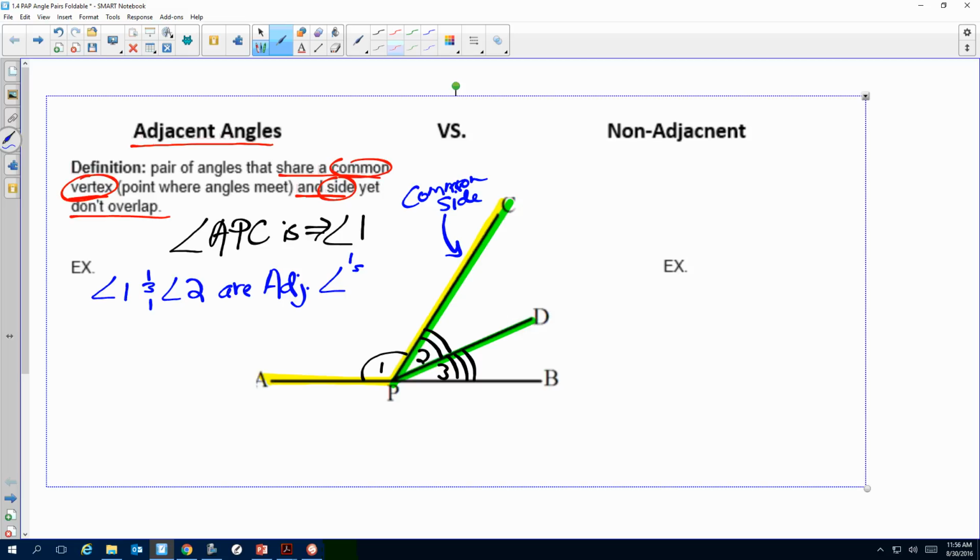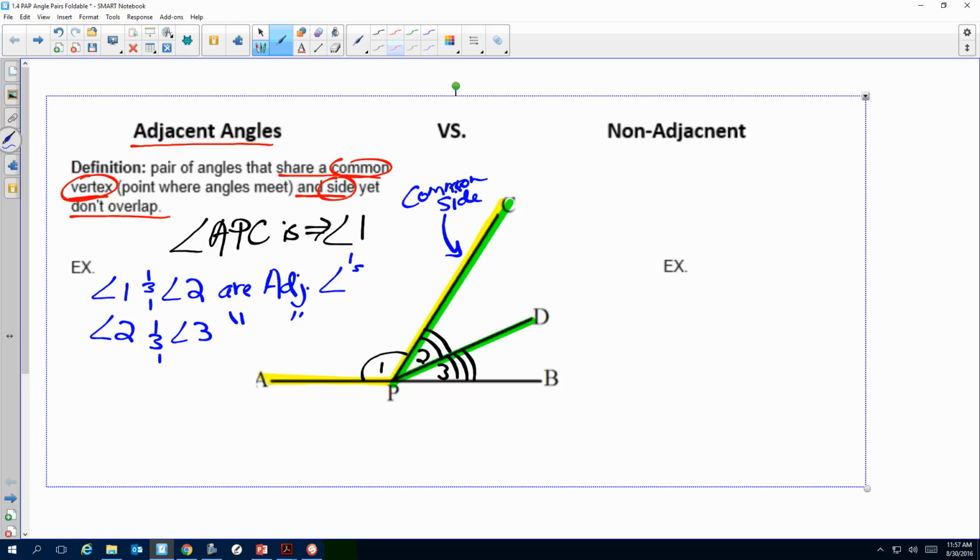Does anyone see another pair of adjacent angles? Yeah, 2 and 3. So you would write also angle 2 and angle 3, okay, are also adjacent angles. Okay. Do we understand adjacent? We're okay on that. That's the first skill to our angle pairs.